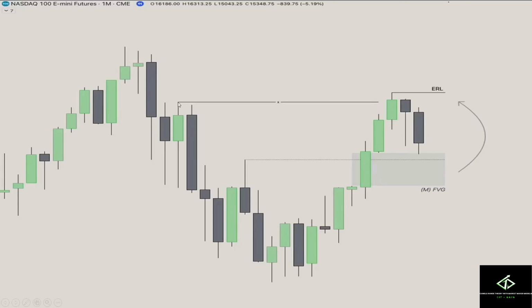After taking this external, what is the price respecting? It is respecting this gap, right? So this gap is internal for this leg, right? So basically we don't have to look at it like it will go from internal to external, external to internal. We will have to look at it like it goes from one drawn liquidity to another drawn liquidity, because our drawn liquidity is external or internal depending on which leg we are referring to, right?